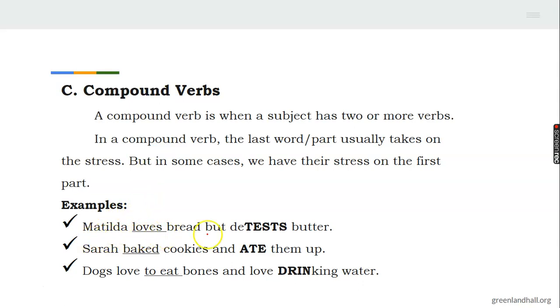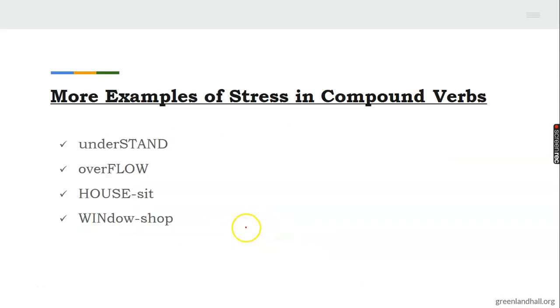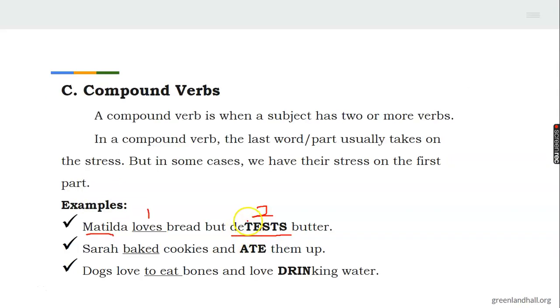Matilda loves bread but detests butter. Now, Matilda is our subject. Loves is the first verb and then detests is the second verb. Right? Now look at our rules again. We say in a compound verb, the last word or last part usually takes on the stress. Now, we have two verbs here. So we have to do with what? The last word, which is the second verb. Detests. Definitely the last part of the word, since it has two syllables, the last part carries the stress. That's where the stress appears.